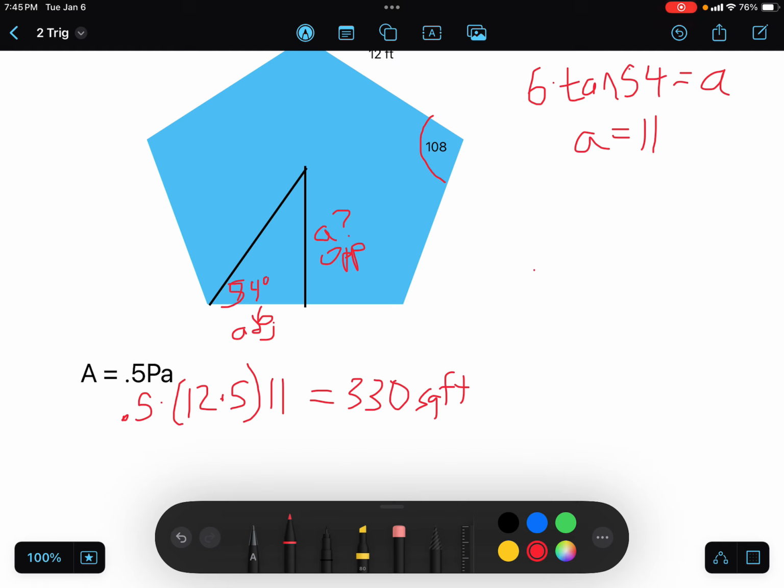Now, if you had the apothem length but didn't know the side length, we could use the same trigonometry to find this little part here, which then we would have to multiply by 2 to get a full side of whatever polygon you're working with. But this not only works with pentagons, it'll work with any number of sides.